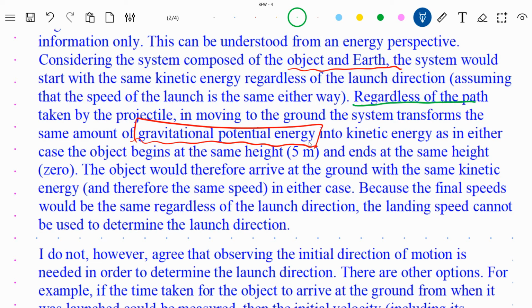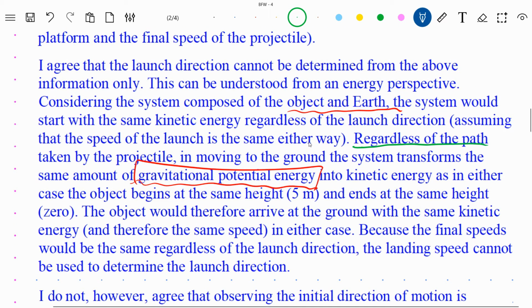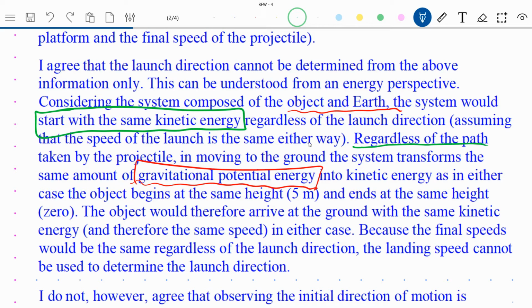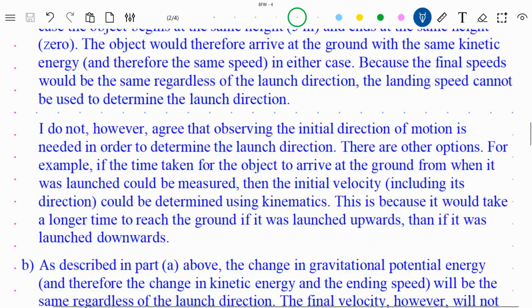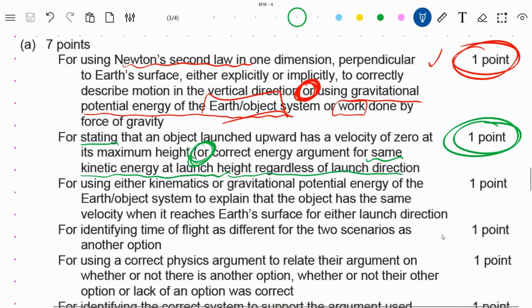Right here, I think. Regardless of the path taken by the projectile and moving to the ground, transforms the same into that and that. Okay, where did I say it started, though? I'm pretty sure I said that. Considering... Oh, phew, there it is. Okay, would have started with the same kinetic energy. Because if I want to say that it ended with the same kinetic energy, which is where I was really headed with this, I really had to say two things. I had to say that it started with the same kinetic energy, and ultimately that it acquired the same additional amount of kinetic energy. So as soon as I see started with that same kinetic energy, I'm golden on that point. So let me scroll back down and say, yes, indeed, I earned that second point.